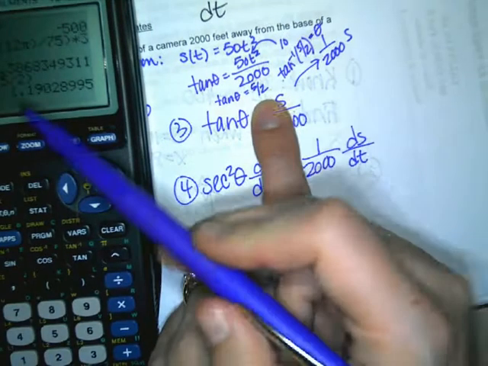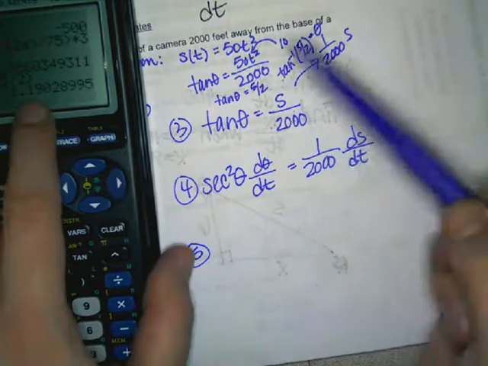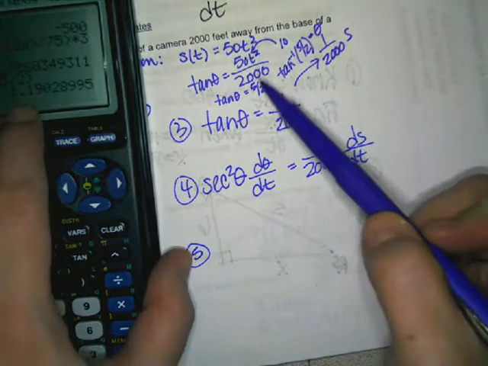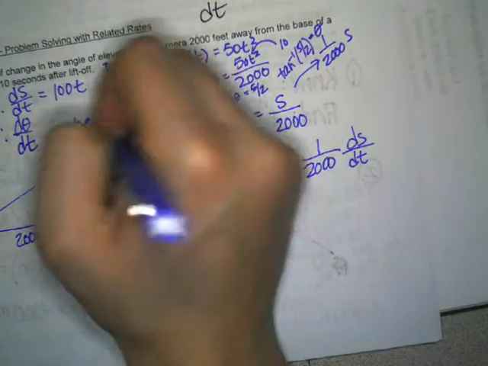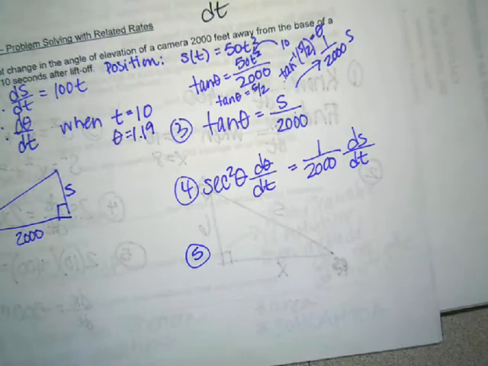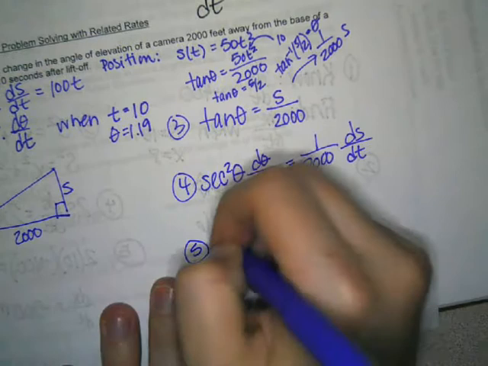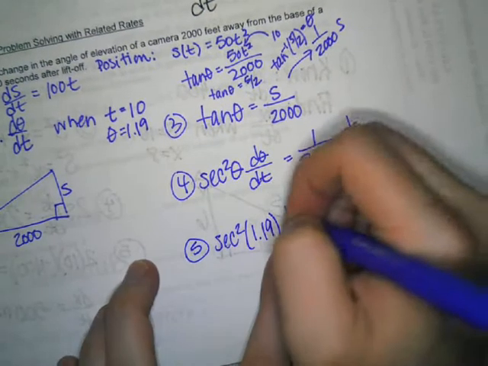So, I should probably check. Yeah, I'm in radian mode. So when t is 10, theta has to be 1.19. So I'm going to include that here. When t is 10, theta is 1.19. And then I can go back and plug everything in. So we have secant squared of 1.19. d theta over dt is what I'm trying to find.